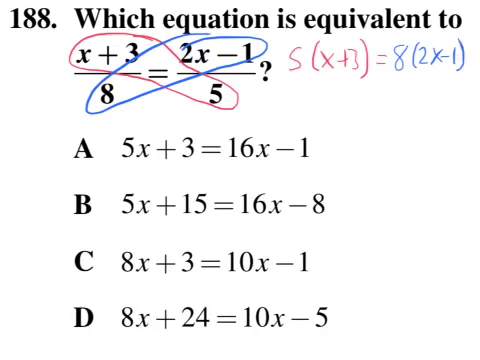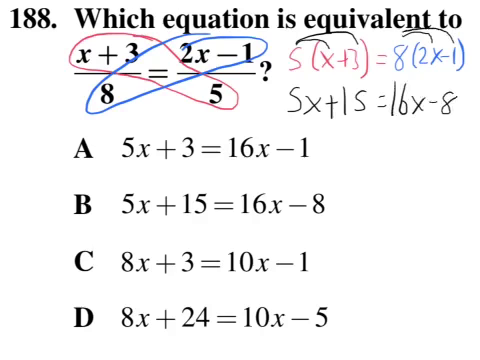Now, does that match one of these? No. We have to do one more step. What's the next step? Distribute this and distribute this, correct? So when you distribute the 5, you get 5x, and 5 times 3 is 15. 8 times 2x is 16x, and 8 times negative 1 is negative 8. Do you see that answer somewhere? Yes, B. Cross multiply when you see two fractions equal.